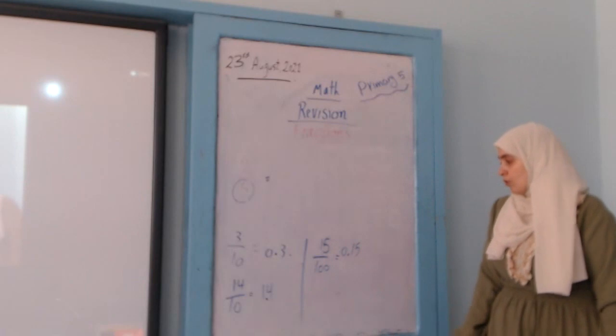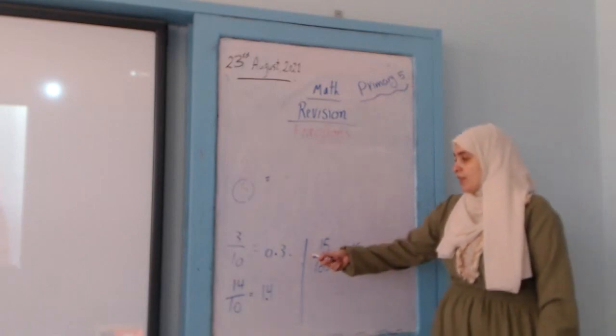If I have another fraction, 15/100, to convert this fraction to a decimal number, I will write 15 and ask myself, how many zeros does 100 have? It has 1, 2, it has 2 zeros. So I will write the decimal point after two digits. It's 1, 2. So the point is here, and I will write 0.